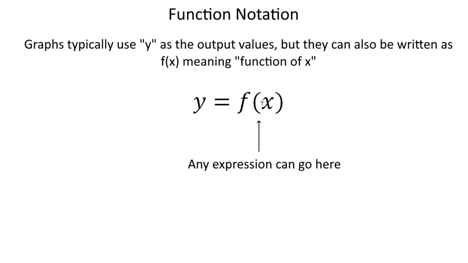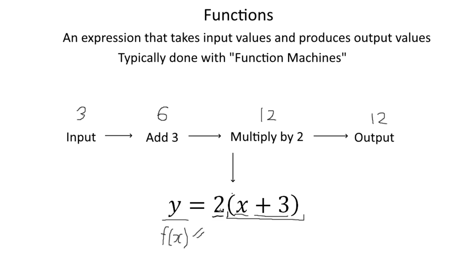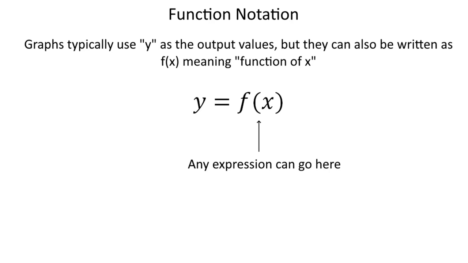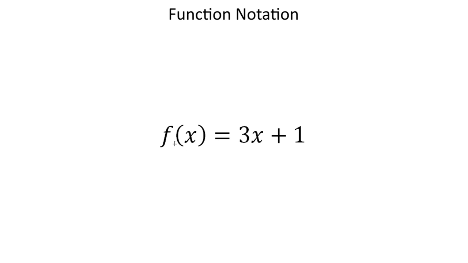As I've written here, any expression can go in f of x, as in the example we've seen. So y is equal to f of x, but you can make y equal to 2 times x plus 3. We can see it again here: f of x is equal to 3x plus 1. In this case, x is the input, and f of x is the output, and the function is acting on the input, which is x. That's a way to think about it.